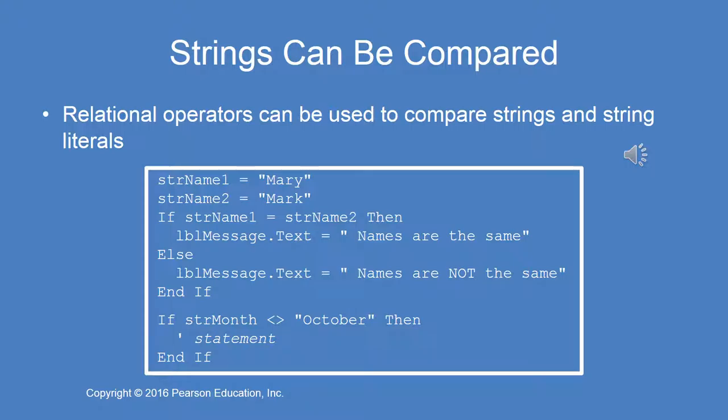End if. In the second example on this slide, we have another if-then statement. And if the value stored in string month is not equivalent to the literal string October, capital O, then output whatever statement is in the body of that if-then statement.